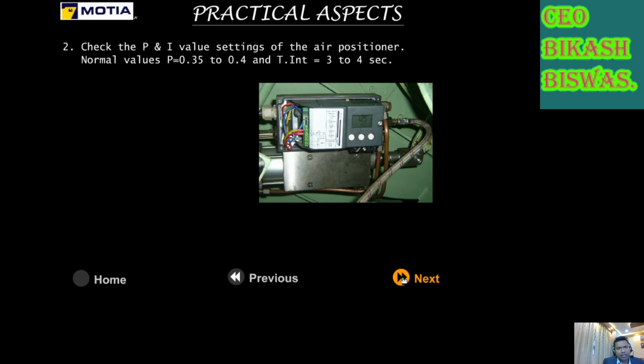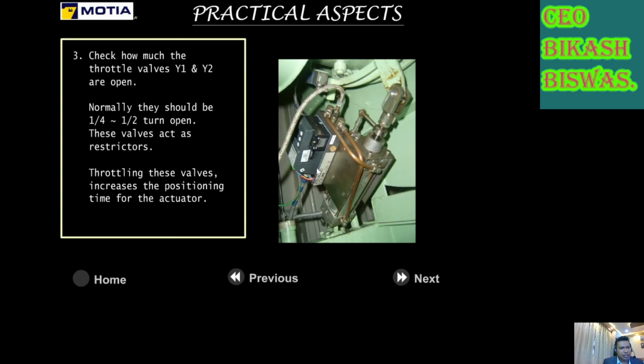Then check the PI values. I have told you there are some values. This is the proportional value and the integral value. Normally the value P is equal to 0.35 to 0.4 and the integral value, that is I int, is equal to 3 to 4 seconds. So check whether you have configured these values correctly. During the course of configuration, if you make a mistake, this can happen also.